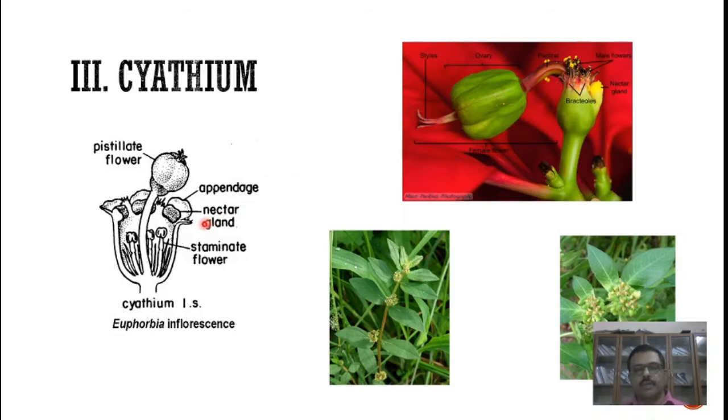So this is CYATHIUM, where the peduncle becomes a cup-shaped receptacle bearing unisexual flowers. And there is a single female flower at the center represented by the ovarian styles, and so it is naked, surrounded by male flowers, which are again represented by stamens alone, and so they are also naked. And at the rim of this cup we find nectaries, nectar glands.